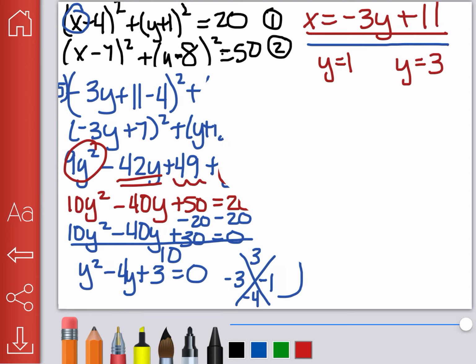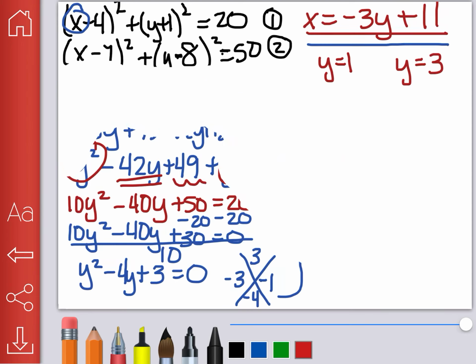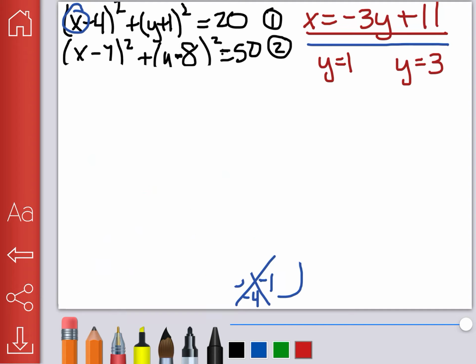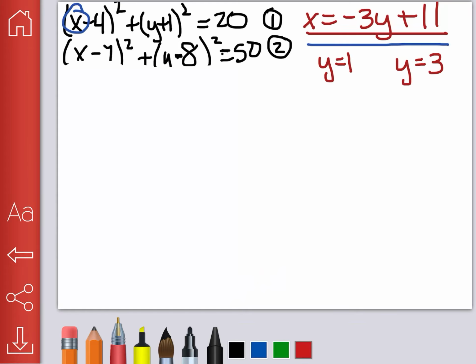I'm going to erase one more time. Feel free to pause me if I'm going too fast, guys. So it's a big step 5. So finally we're on our last step, step 6. We have our y values. All we need are our x values now.